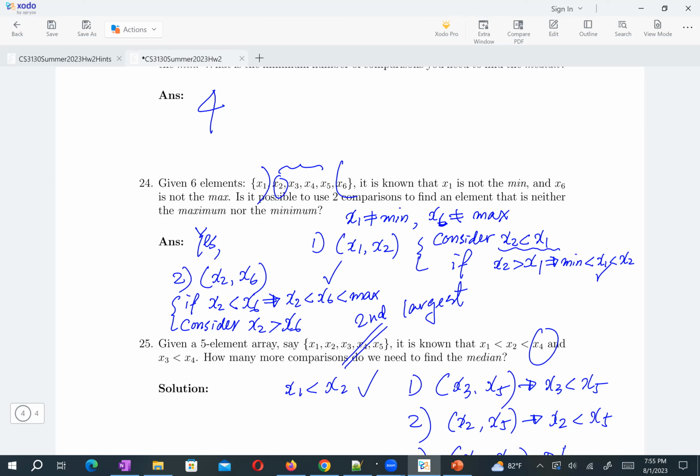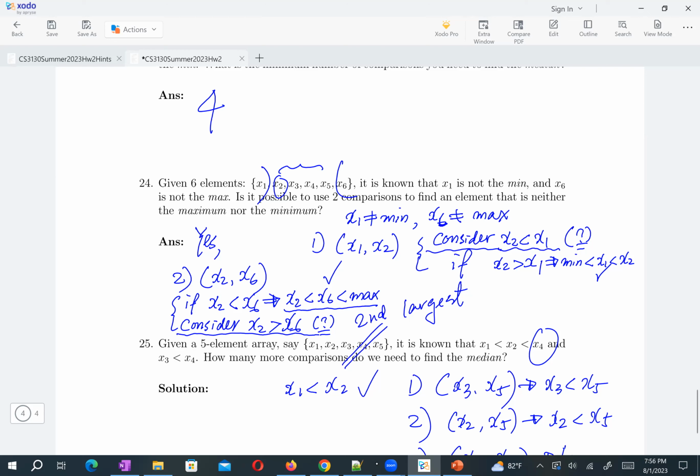Let's put a question mark temporarily. Then we get to the second comparison. If x2 is less than x6, so we have this one, x6 is the solution. Now consider x2 greater than x6. We take this into consideration. So these two pending cases: here this is pending, here this is pending, right?